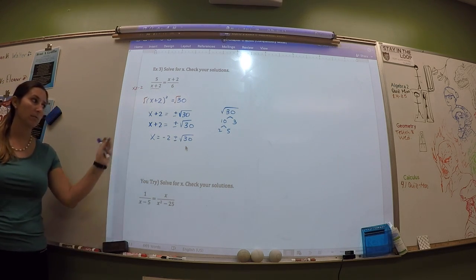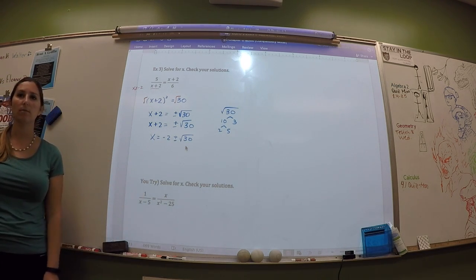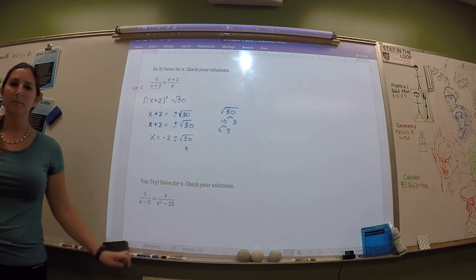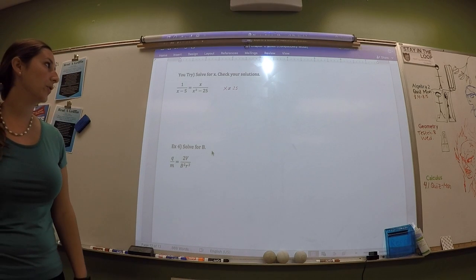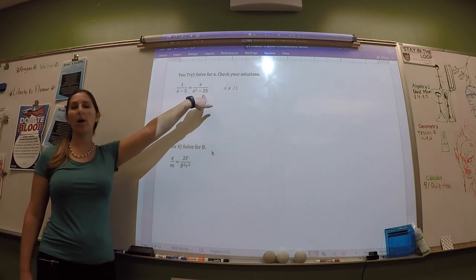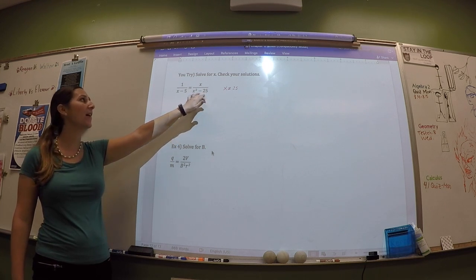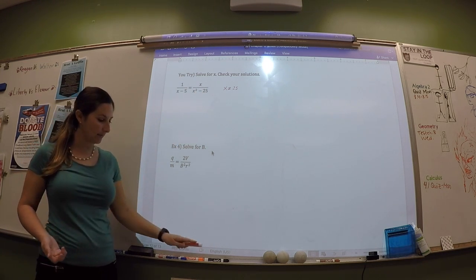All right, so there we go. That's technically 2 answers. You got -2 plus root 30 and -2 minus root 30. Your restrictions from here are plus or minus 5, because if you set this equal to 0, you get +5 and -5. So it's not just regular 5, it's also -5.